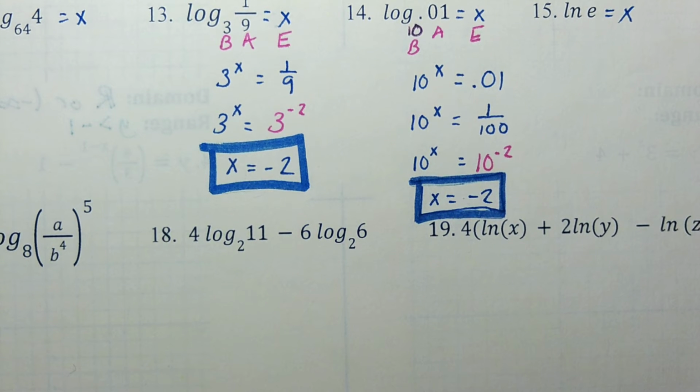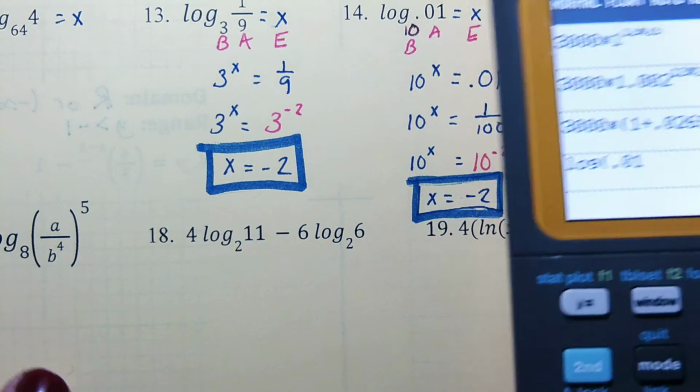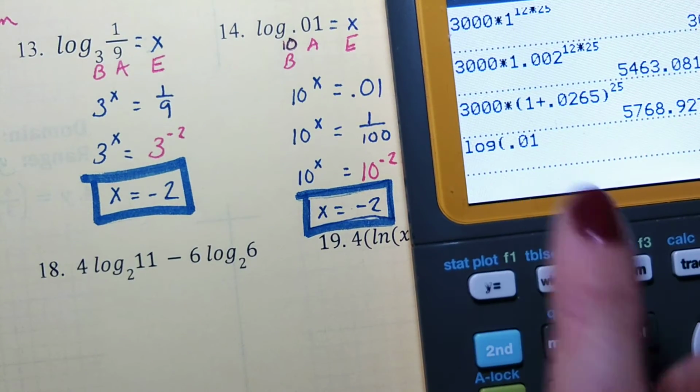Because it is asking us to find the common log of 0.01, which is on our calculator. So you could just use the common log button, 0.01, and what you'll find is that it is indeed -2.